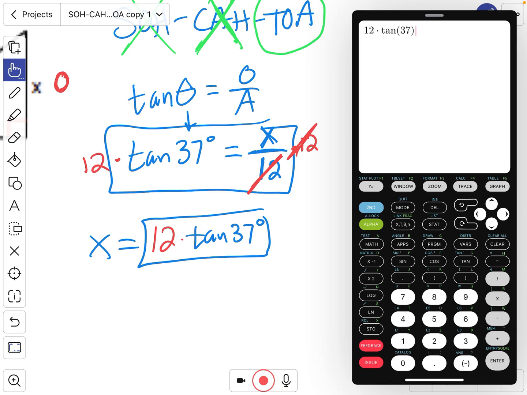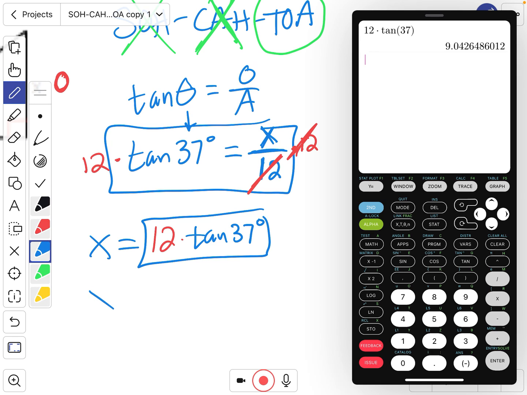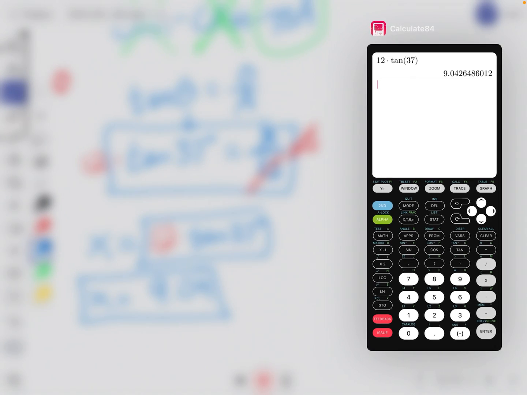So that's what it looks like on my calculator screen: 12 times tangent, and then in parentheses, 37. If I press enter here, it's going to give me what that length was. So our answer here, if I did one decimal place, would be 9.7. Let's say 2 decimal places, 9.04, and that would be my answer.